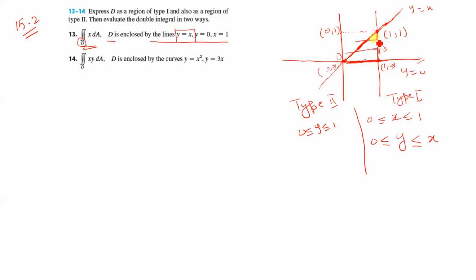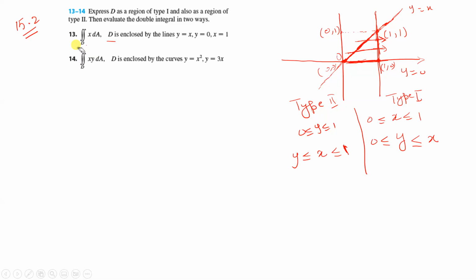So if you draw horizontal lines, you can see that this is the line through which this horizontal line enters the region, and along this line the value of x is y. So the lower limit for x is y, and these lines exit the region through this line, and along this line x is 1, that is, x is less than or equal to 1. This is the upper limit for x. So this is how we can determine type 1 and type 2.